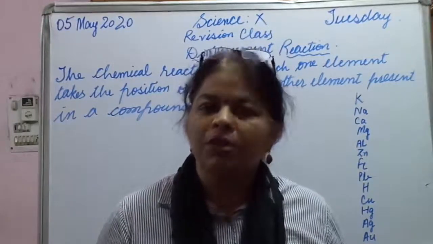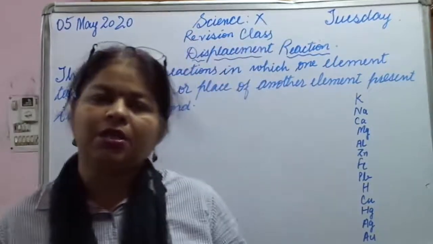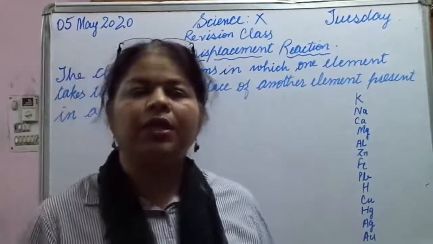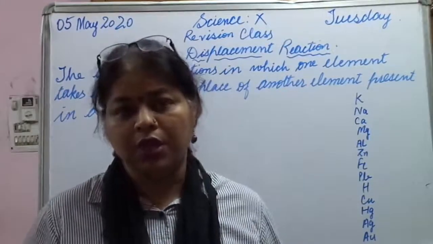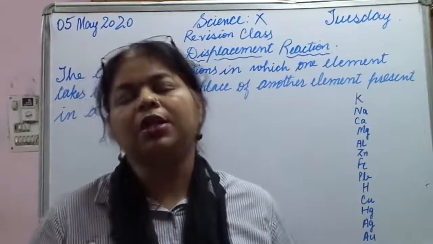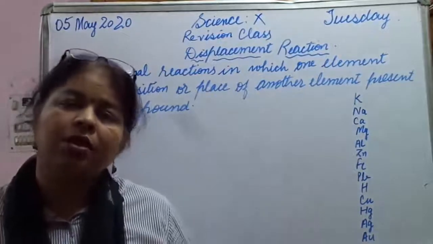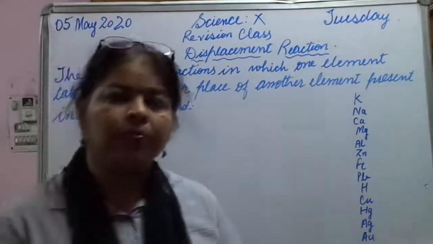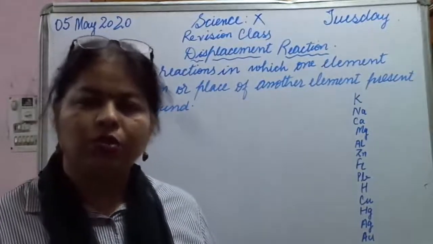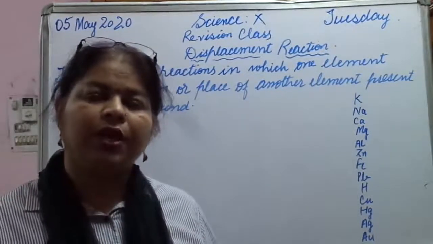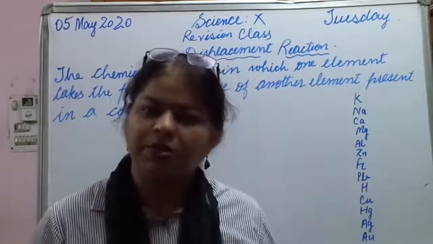First one was thermal decomposition, in which only heating was done and the substance decomposed. Then we learnt about electrolytic decomposition, in which, with the help of electric current, we were splitting the compound. Then another one was photo decomposition. In that, what was happening? The heat was provided in the form of light. So now we are going to study about displacement reaction.